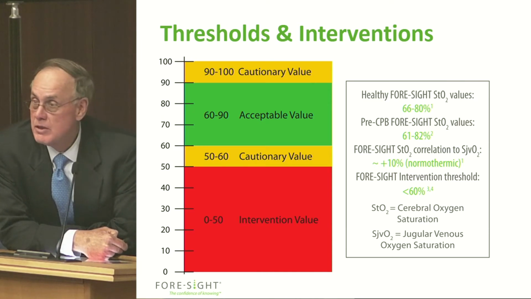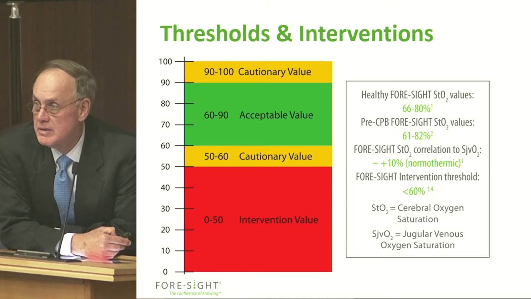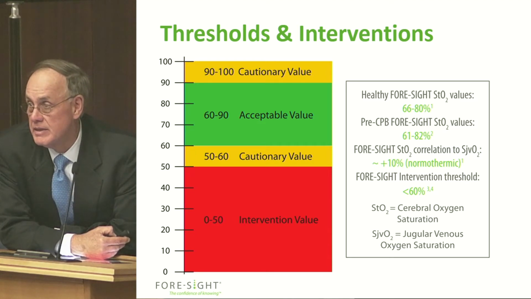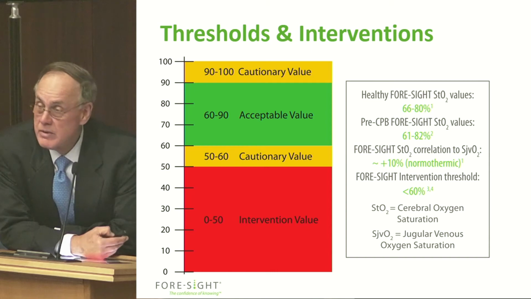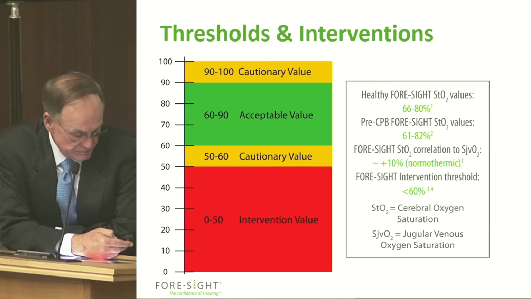Any saturation below 50 should be treated immediately. That indicates hypoxia. Again, going back to our oxyhemoglobin dissociation curve, it would tell you that the partial pressure, or PO2, of the tissue is probably around 27, and you would want to treat that right away.